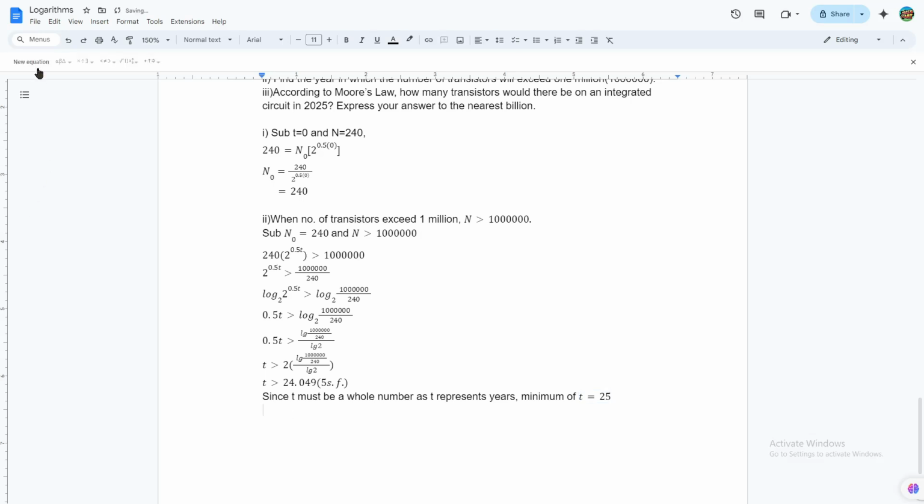So therefore the year in which the number of transistors will exceed 1 million equals 1965 plus 25, which gives 1990.